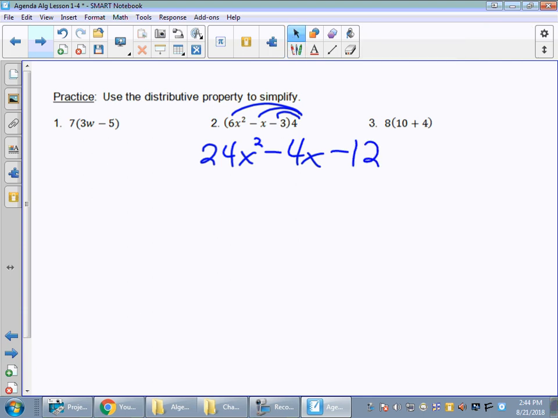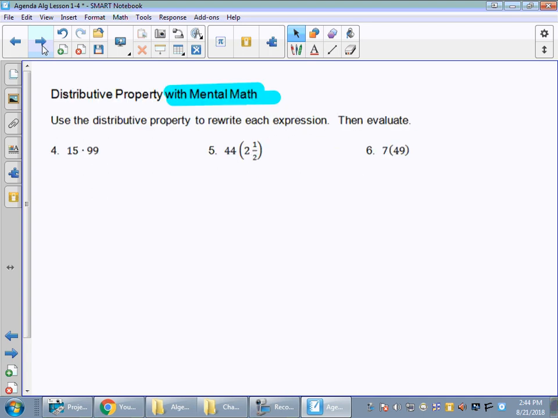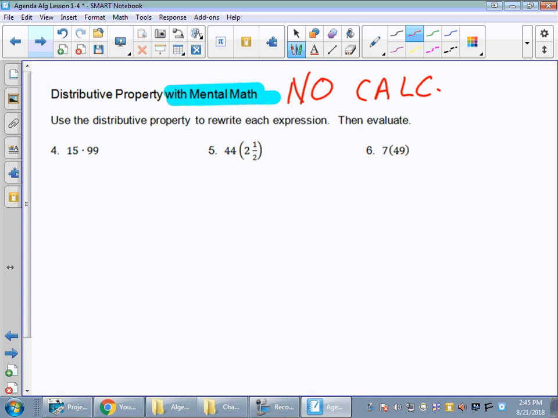We distributed. So you can work on 1 and 3 if you need more practice with the distributive property. The next set of problems says let's just use the distributive property with mental math. I highlighted mental math because that means we're going to use no calculator. Look at problem number 4 here. Sure, if you can punch in your calculator 15 times 99, that's all great, but that's not what we're looking for here. If it says to use mental math, it wants you to use no calculator.